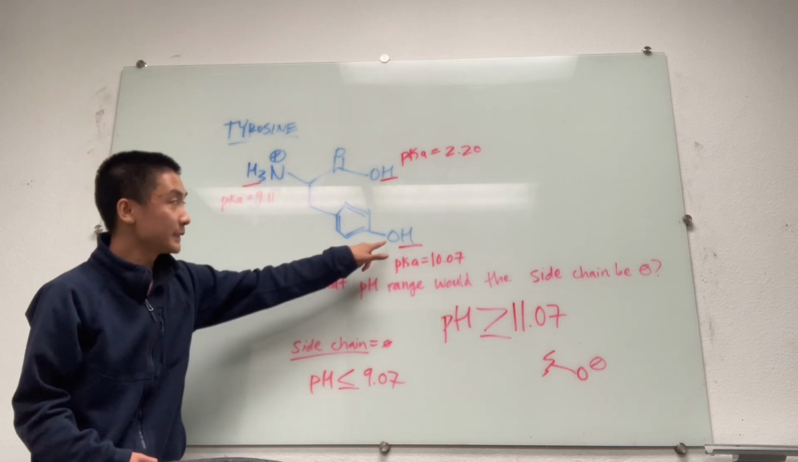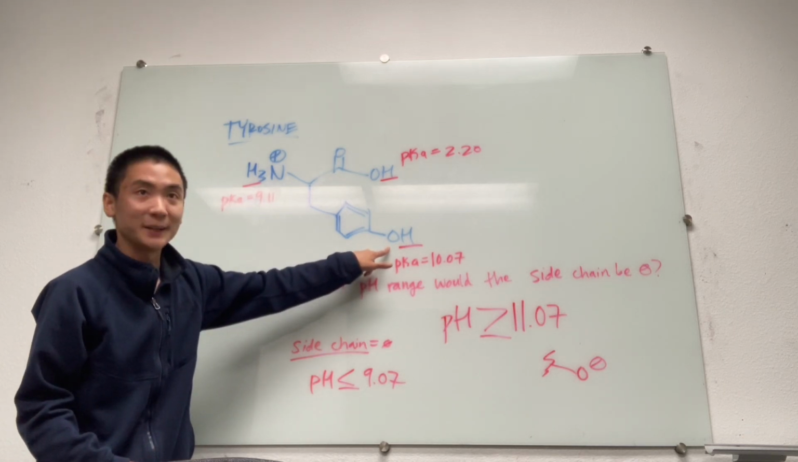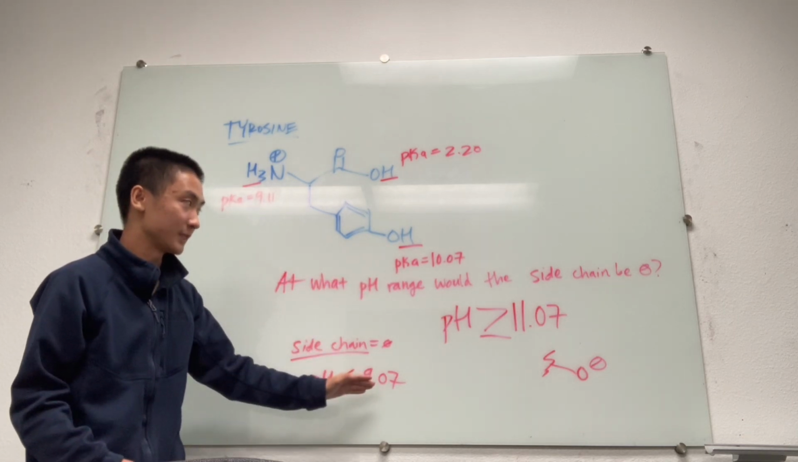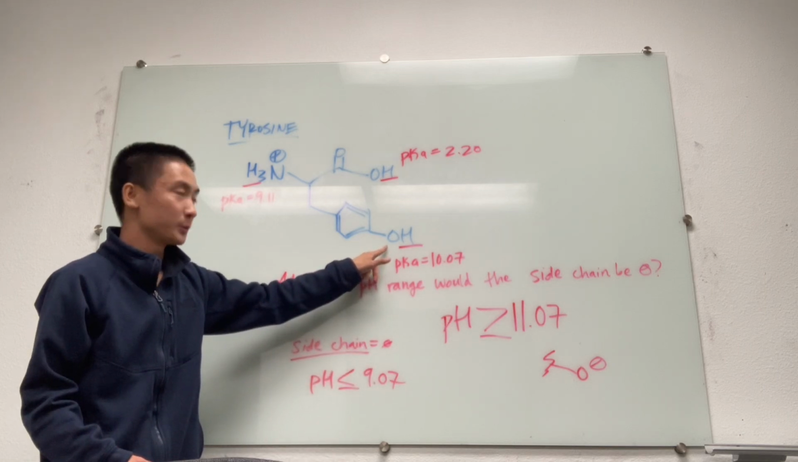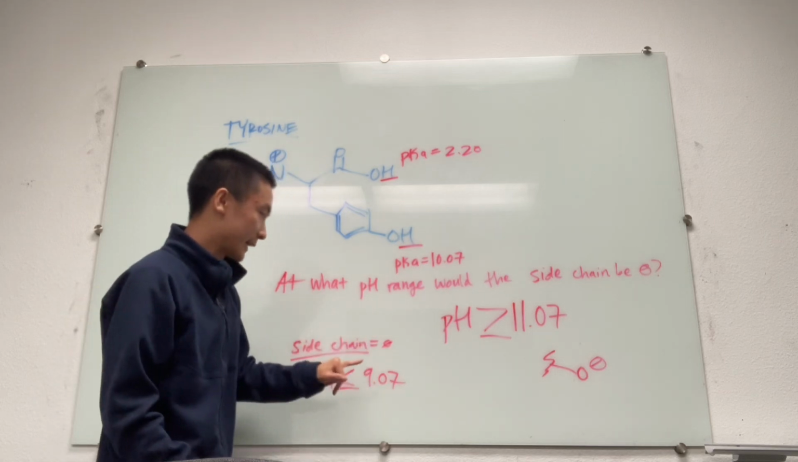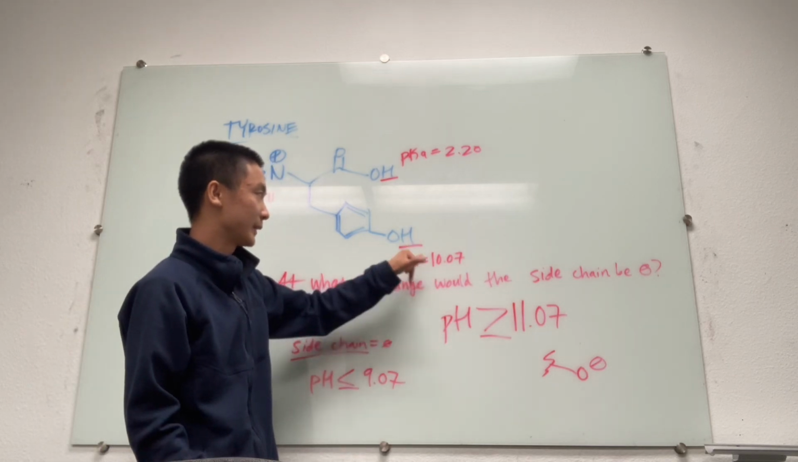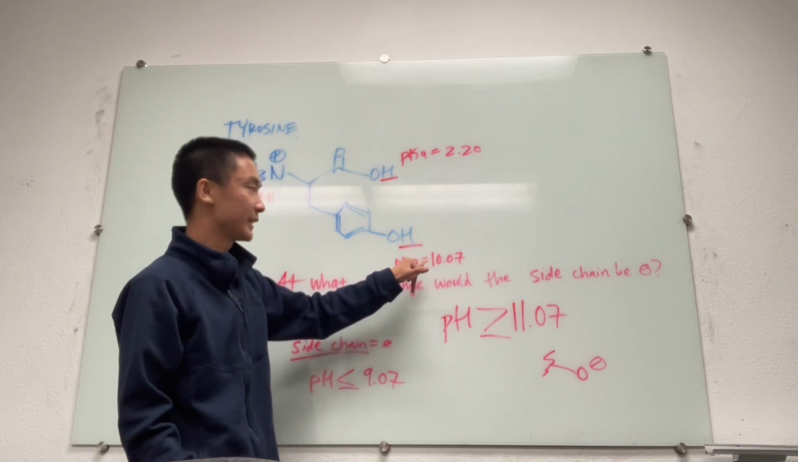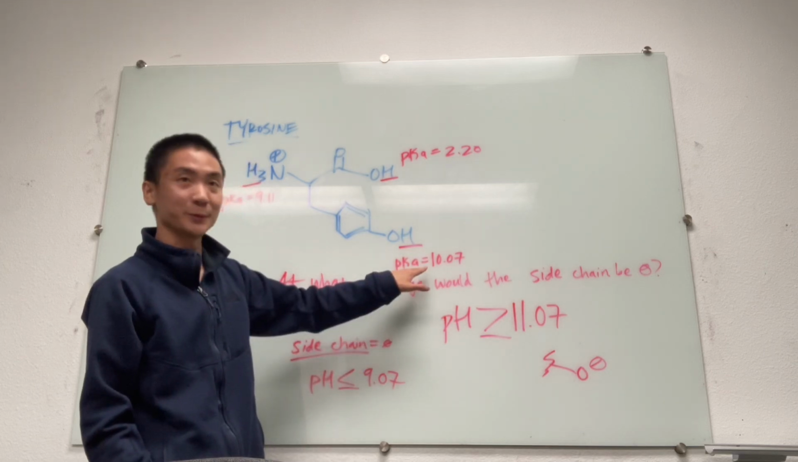Right, so can this do its job as an acid? Like let's say we had a pH of 9.07. Can this group donate its proton? Can it release its proton? Or another way you can think about it is at a pH of 9.07 and this group has a pKa of 10.07, which one is the acid? The environment or the group?